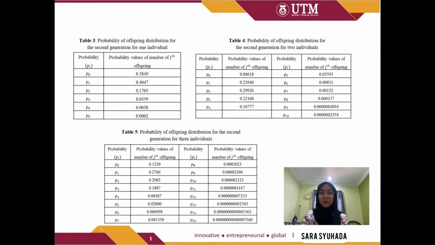Here is the value that we already calculated for the probability of offspring distribution for second generation for 1, 2 and 3 individuals by using binomial distribution. From the binomial distribution, n is defined based on the value we choose in each state. In this case, we choose the value in multiples of 5. Meanwhile, p is the probability that we have already calculated on the first generation in each state.